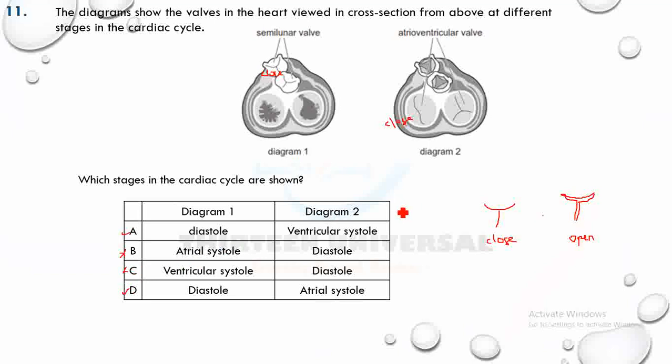So let's go to diagram 2. During which stage do the atrioventricular valves close? They are closed. Just a single line, I mean, it's not double. Okay, it's closed. So that is when the ventricles are contracting. When the ventricles are contracting, the atrioventricular valves close so that blood does not flow back to the atria. So which one shows ventricular systole, between A and D? Of course it's A. It's not atrial systole, okay? During atrial systole they open, but during ventricular systole they close. So our answer is A.